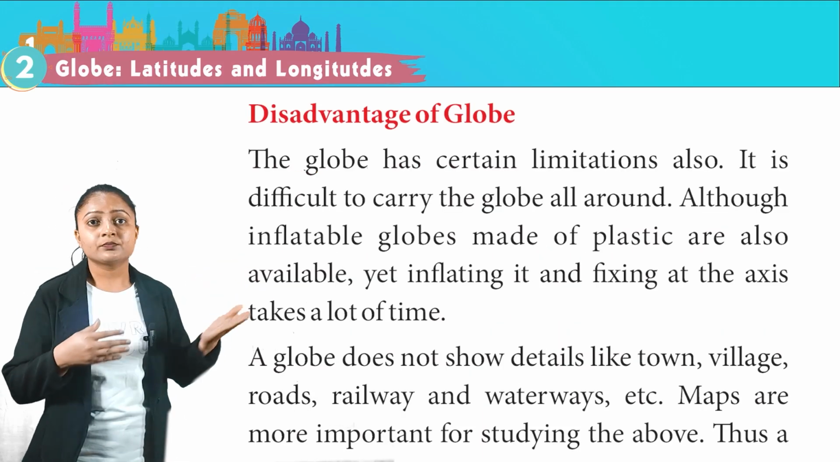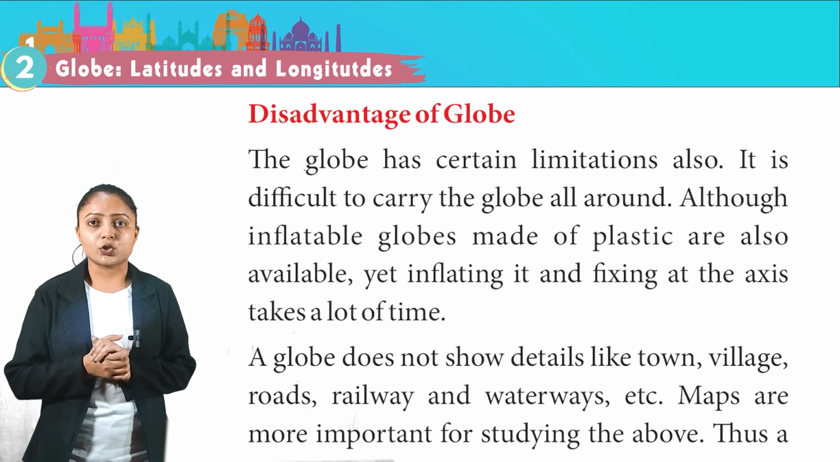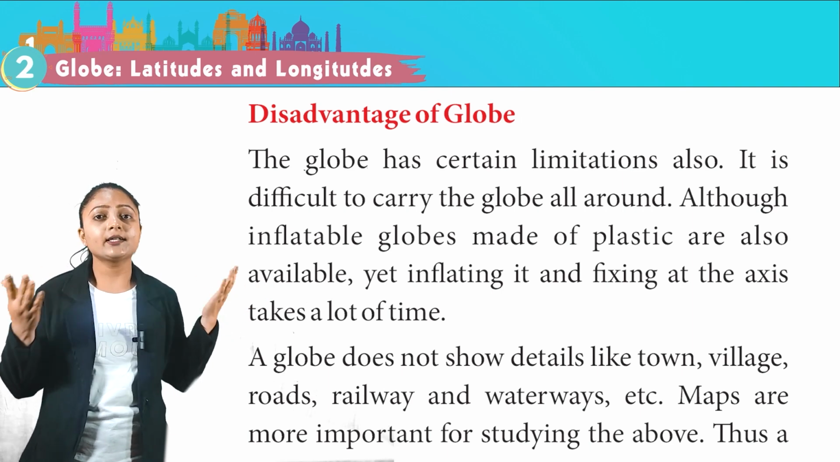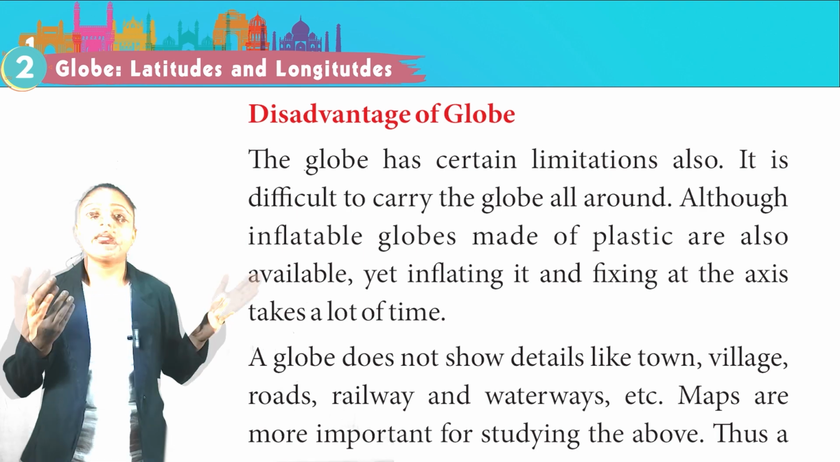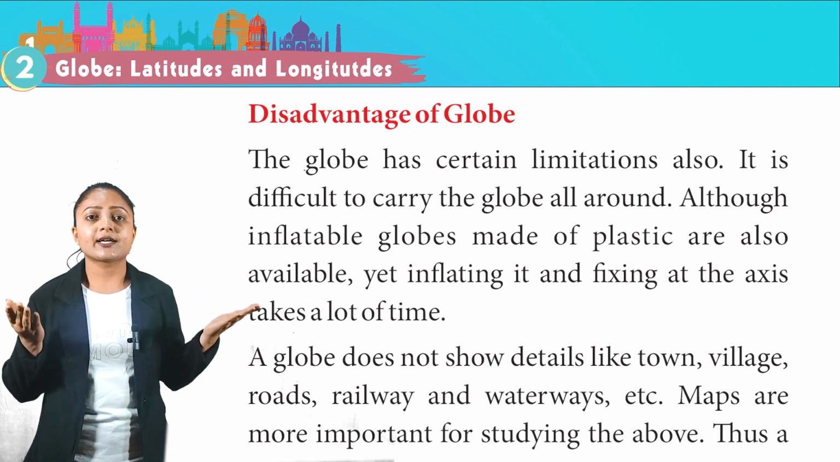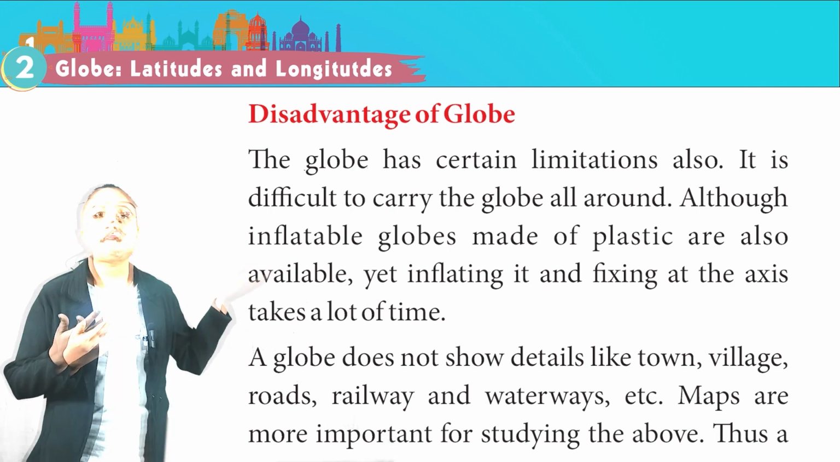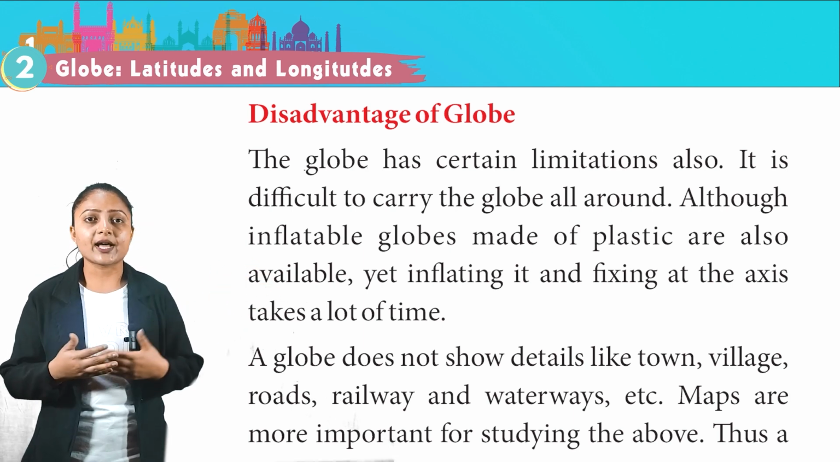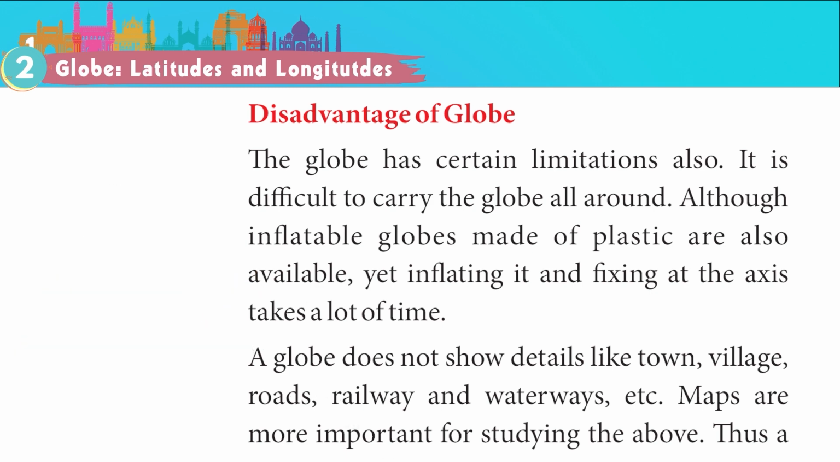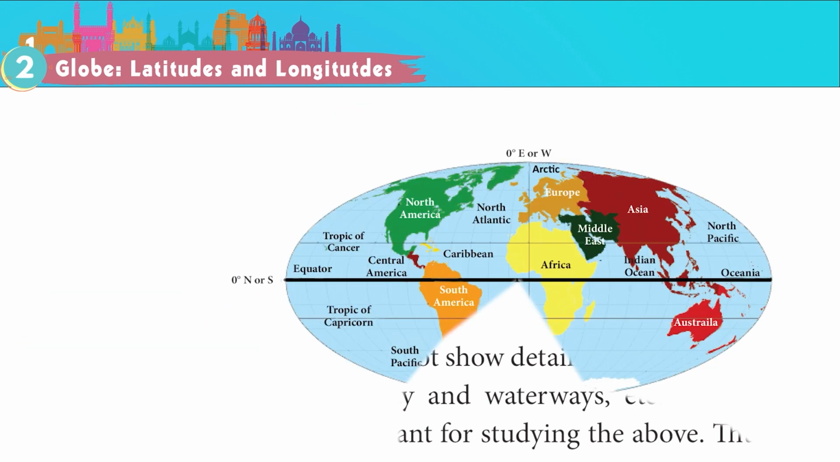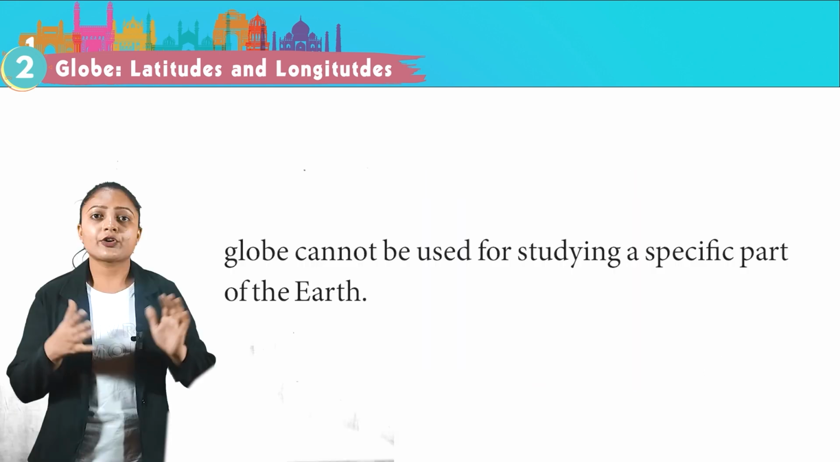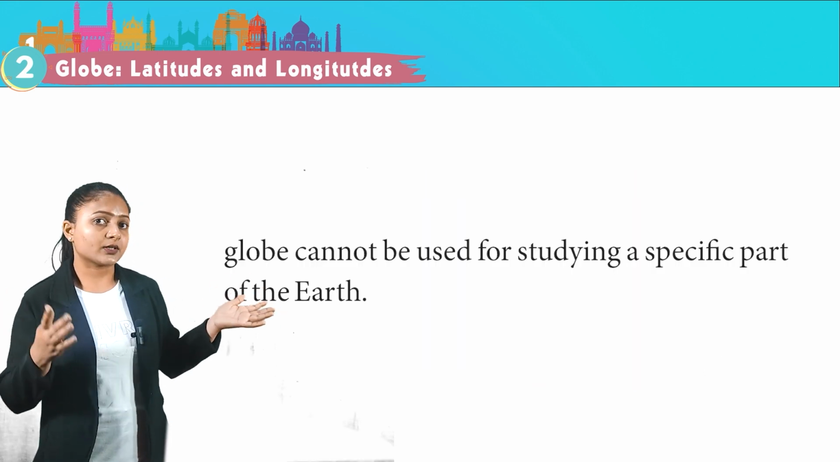Disadvantages of the globe. The globe has certain limitations also. It is difficult to carry the globe all around. Although inflatable globes made of plastic are also available, yet inflating it and fixing it at the axis takes a lot of time. A globe does not show details like towns, villages, roads, railways and waterways, etc. Maps are more important for studying the above. Thus, a globe cannot be used for studying a specific part of the Earth.